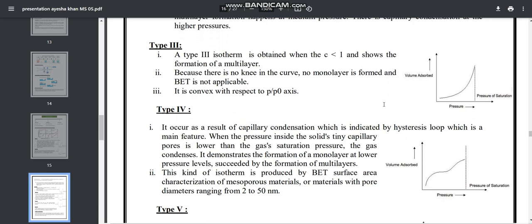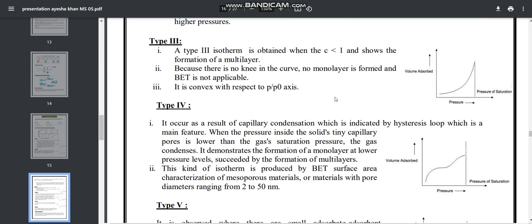The third is type 3 isotherm. Type 3 isotherm is obtained when C is smaller than 1 and it shows the formation of multilayer because there is no knee point. It means no monolayer has been formed. It is convex with respect to the P over P naught axis.